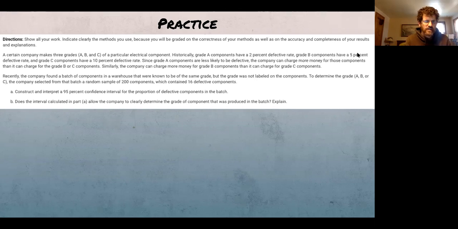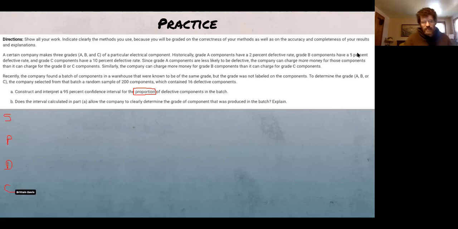And they selected a random sample of 200 components, which contains 16 defective components. Okay, so construct and interpret a 95% confidence interval for the proportion of defective components in the batch. So we know the process here. I think it's worth noting right from the beginning that we are looking at proportions.